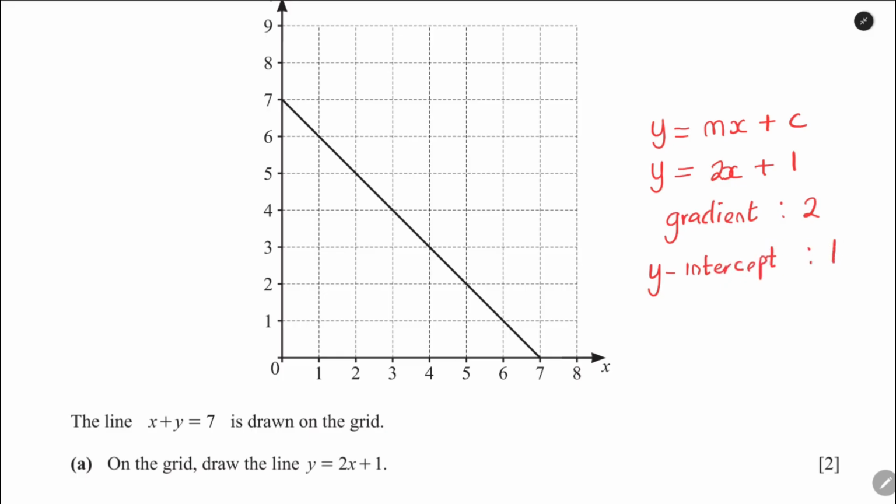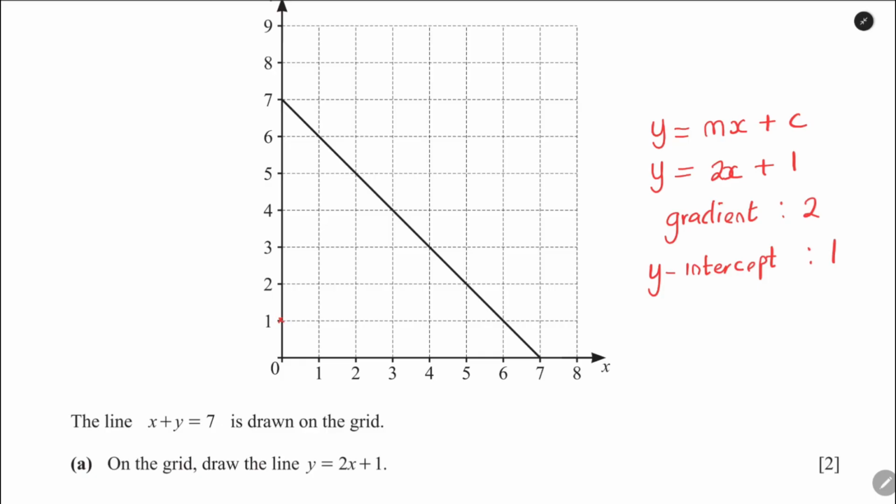What does the y-intercept mean? It means where the line cuts the y-axis. So to draw this line, I just need 2 points. To draw any line, I need 2 points. The very first point that is obvious from this equation is when y is equal to 1 when x is 0. That's the y-intercept, this spot here.